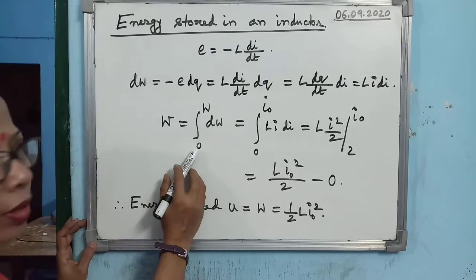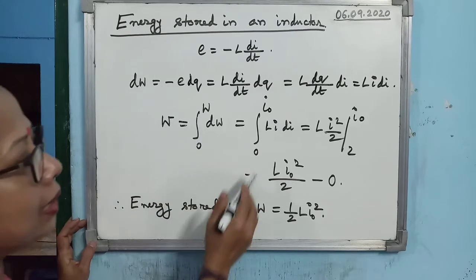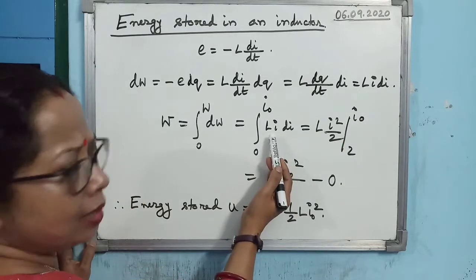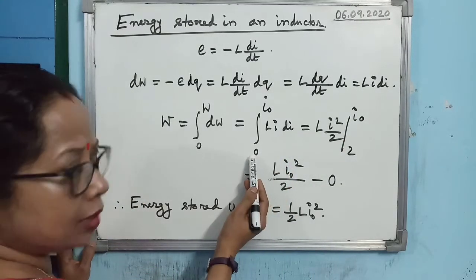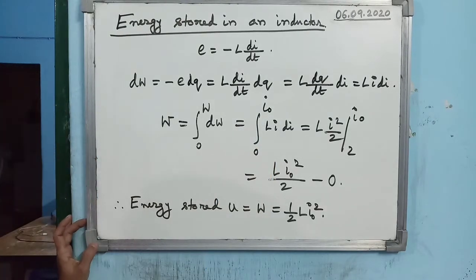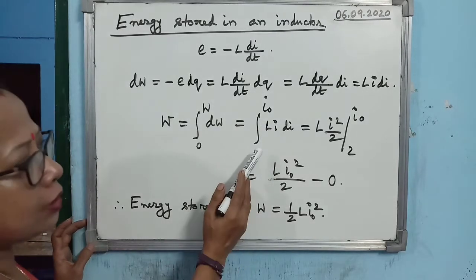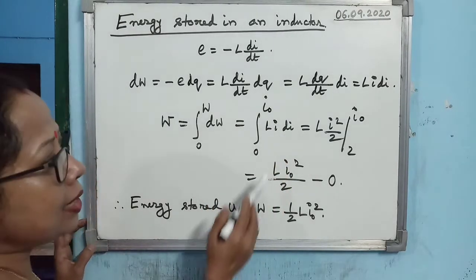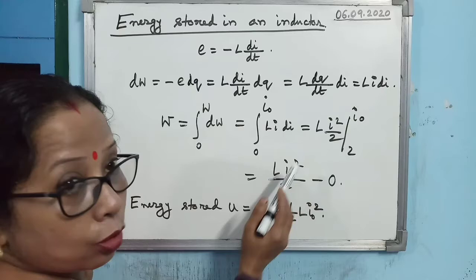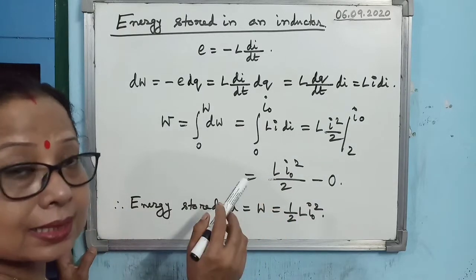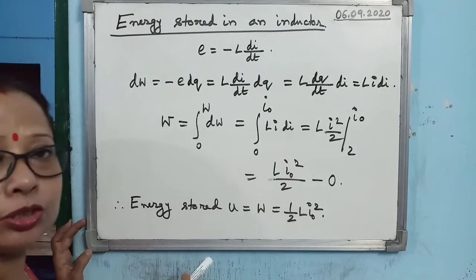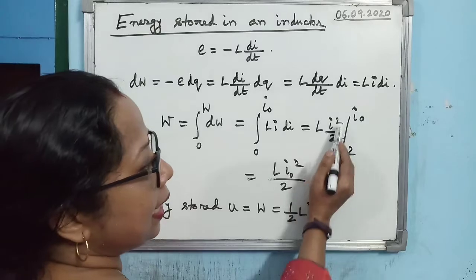You have to integrate it from 0 to W, dW, and here, what will be the limits of integration for L I di? It will be on I, the initial value is 0, and if you consider the final value of I, meaning the maximum value of the current is I0, then it will be 0 to I0 L I di. Now, integration I di is how much? I square by 2. I hope you can remember the formula, integration x dx is x square by 2. So here integration I di will be I square by 2. So you are getting L I square by 2.